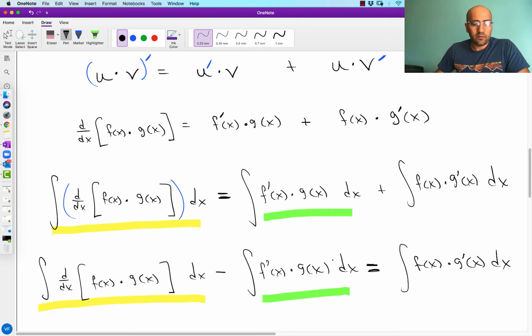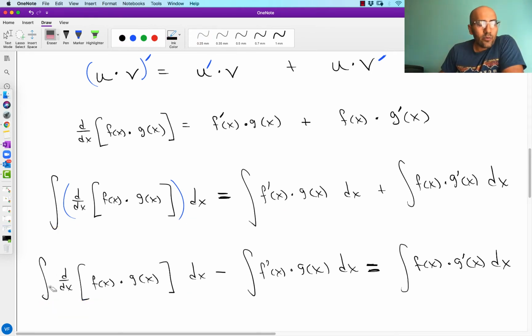Okay, let me remove this. Now we know that the integral of the derivative, these two operations undo each other. So this is just going to be equal to f of x times g of x. And of course we know that at this stage there would be a constant, right? So plus a constant. This is a function such that its derivative would be equal to that. Well, there would be an extra constant, but we'll leave it alone for now, and when we do an example, we'll see why it doesn't matter.